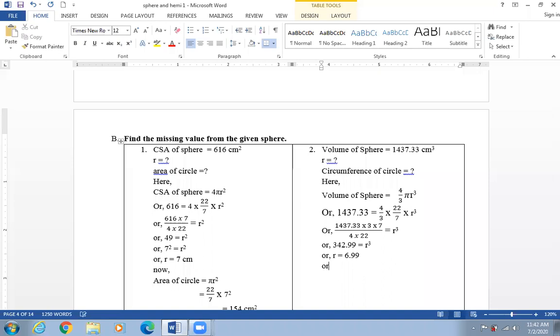After getting the radius, find the circumference. What is the value of circumference? Circumference of circle equals 2 pi r. So put the value and get the answer. Quick, quick, quick. The answer is 44.